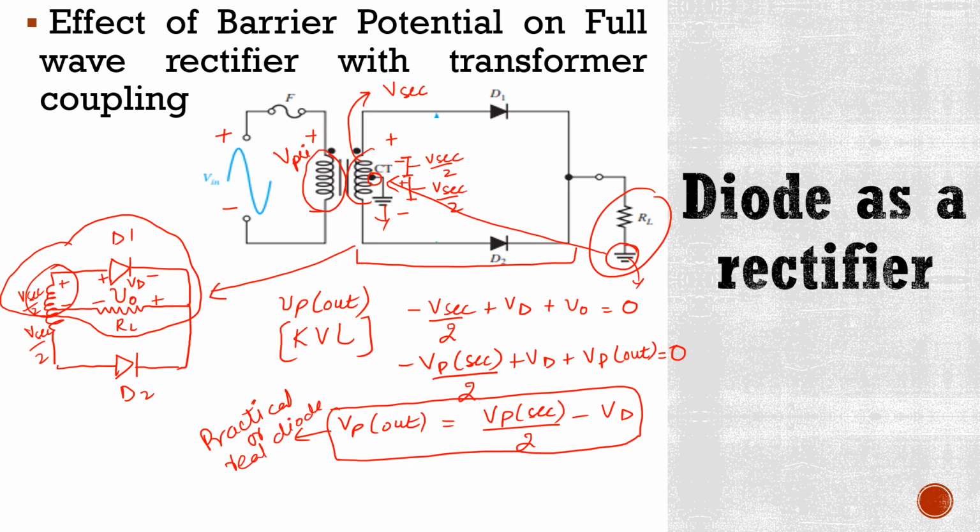If the diode is ideal, then we know that Vd is equal to 0. So in this case, the peak output voltage will be equal to peak secondary voltage divided by 2. Okay. So this is the effect of barrier potential on a full wave rectifier with transformer coupling.